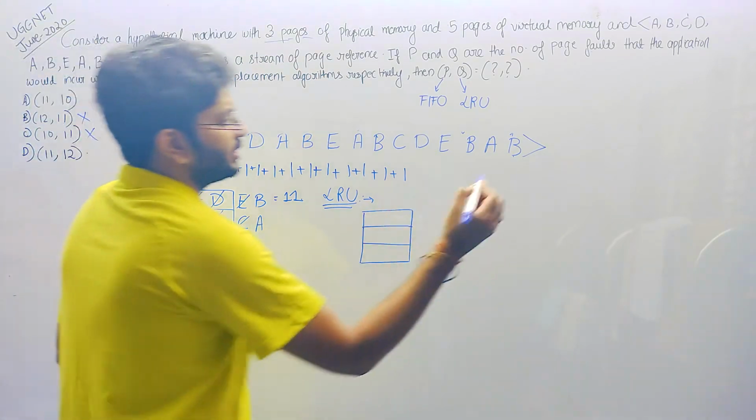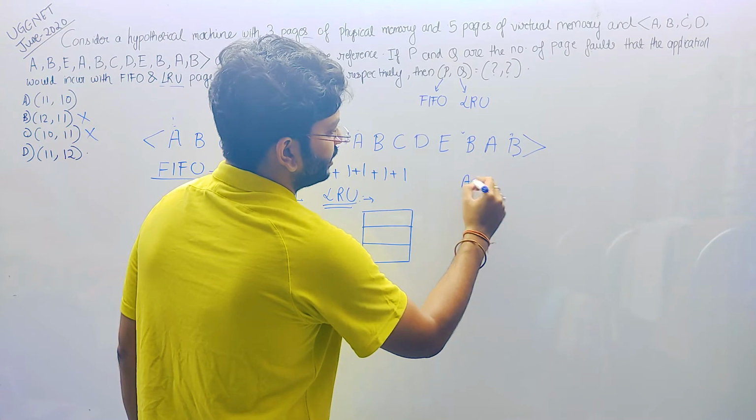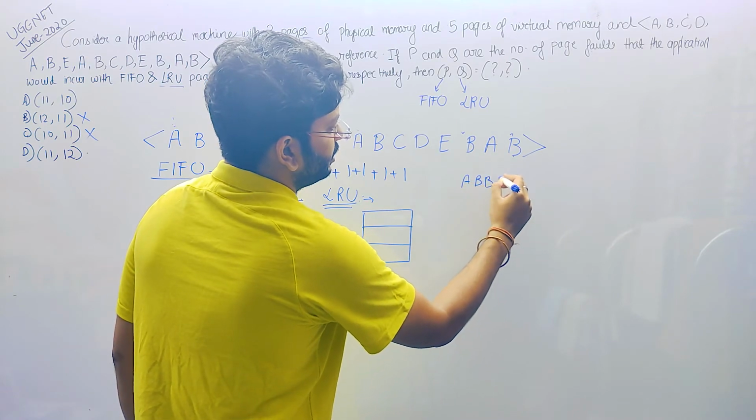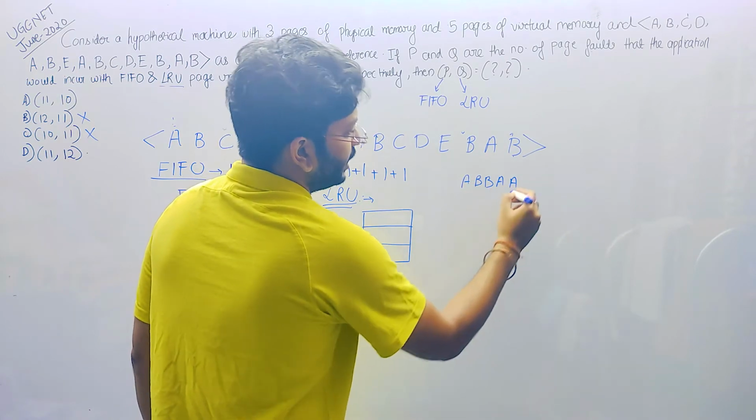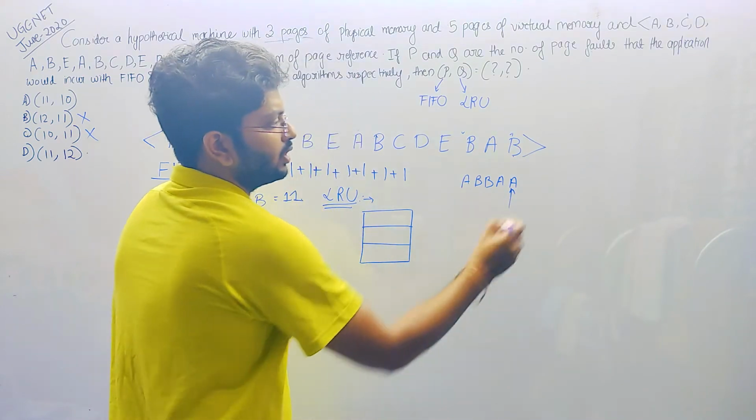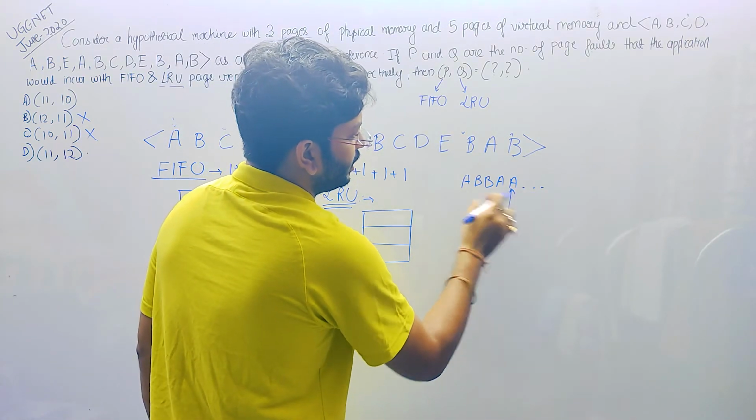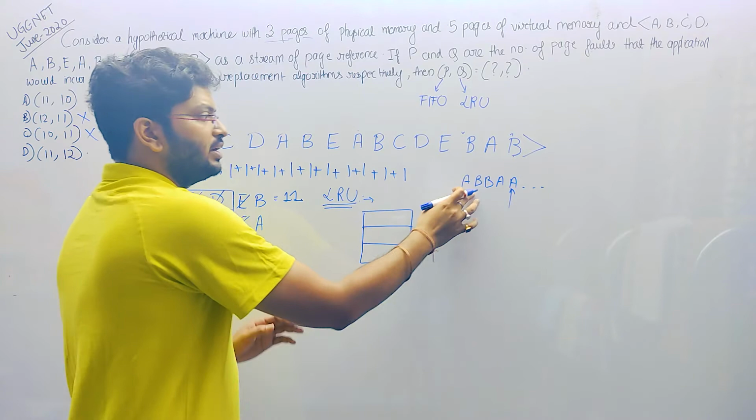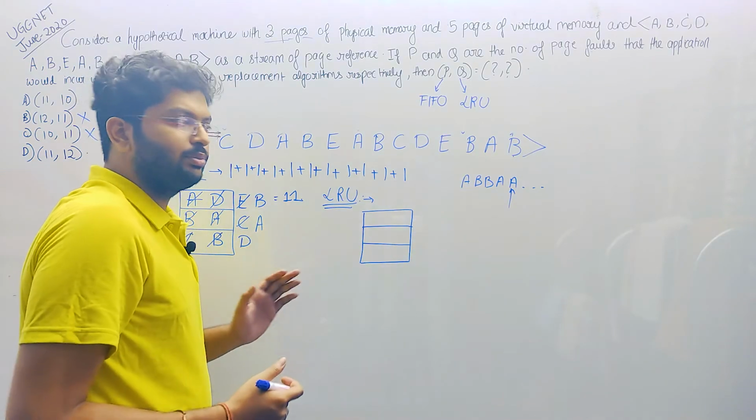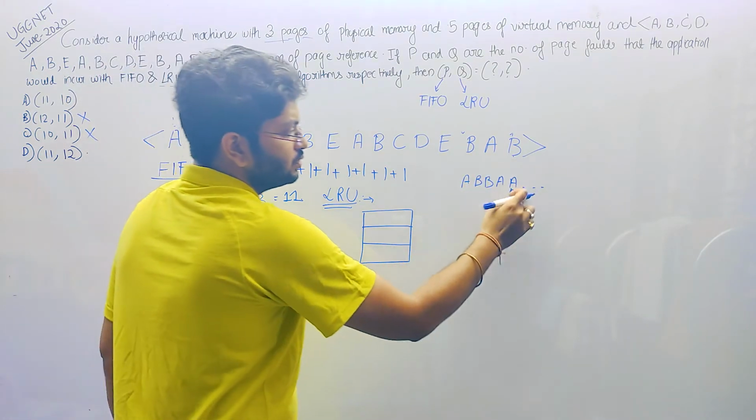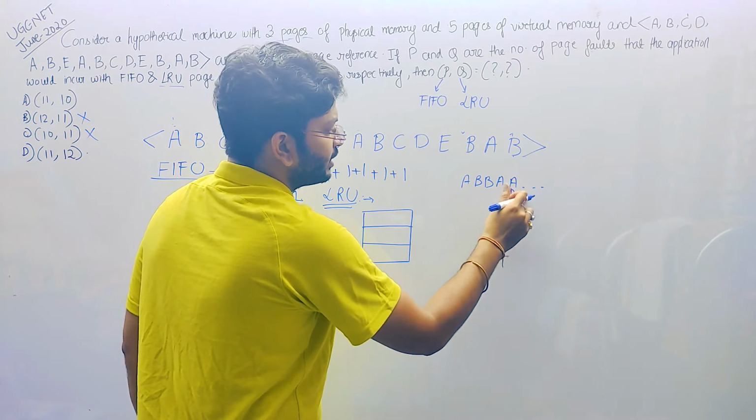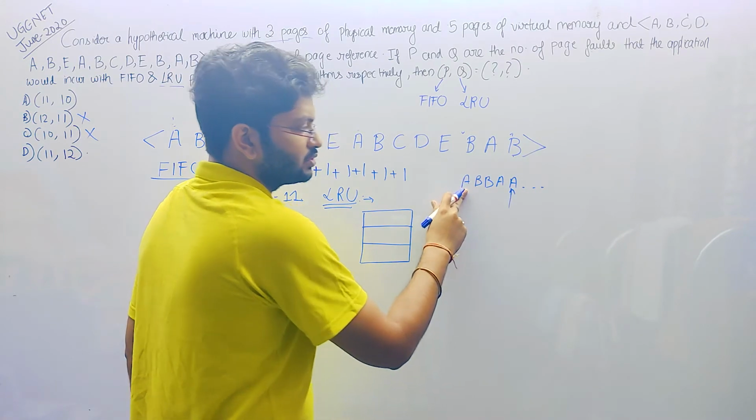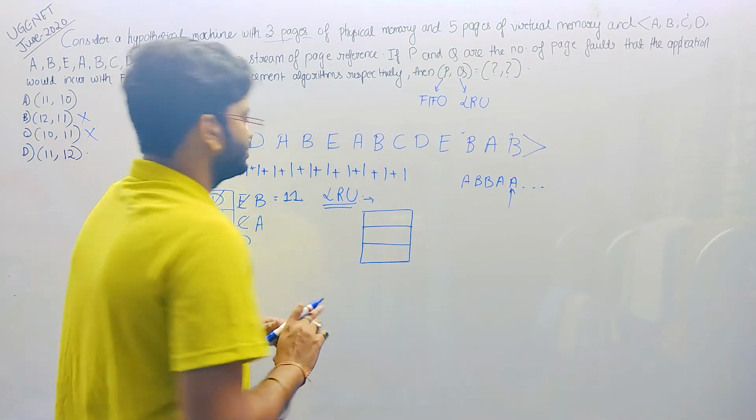Suppose we take this example: I have A, B, B, A like this. A is the recently used, and this A was used a few moments previously, and this was used recently. So before striking this one, I have to go for striking this one. So this is the concept of least recently used.